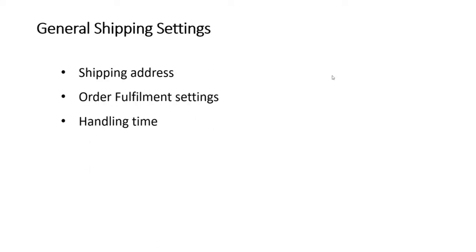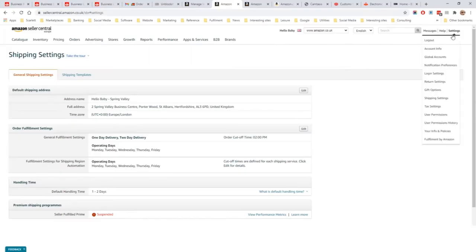by Amazon. The Fulfilled by Merchant general shipping settings set the shipping address from which products are shipped, general order fulfillment settings, which are days of operation and the cut-off times for shipping services, and also you can see the default handling time. These settings are set under Settings, Shipping Settings, General Shipping Settings. Here we can see the default shipping address, which can be edited.